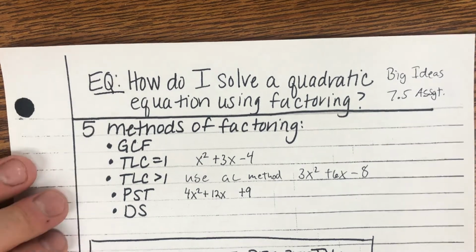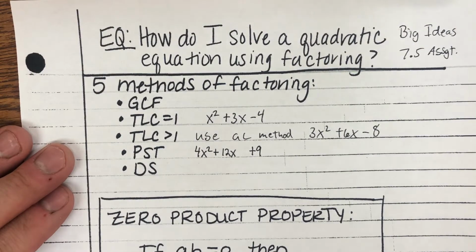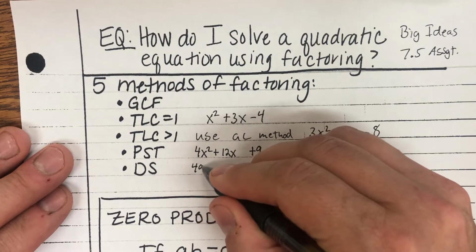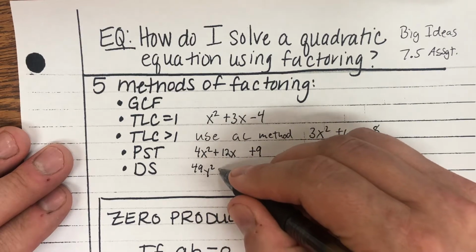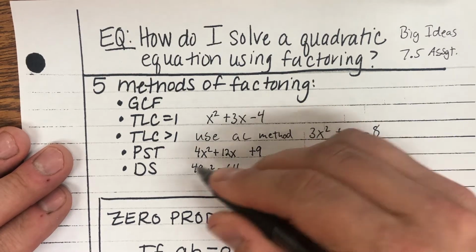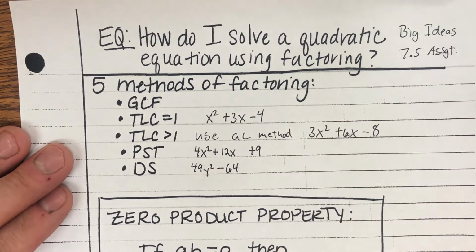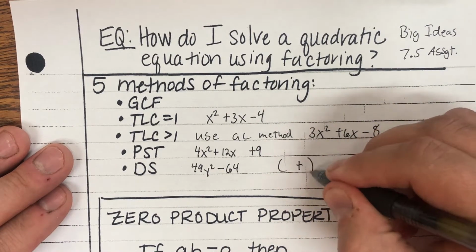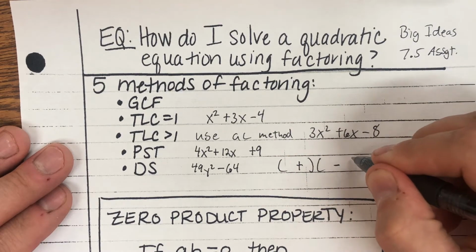And finally, the difference of two perfect squares. That's when we'd see something like 49y squared minus 64. Both perfect squares with a minus sign in between. Set up the two parentheses, one with a plus, other with a minus.